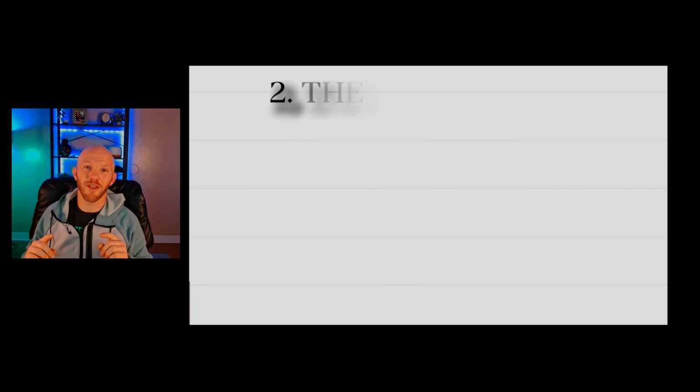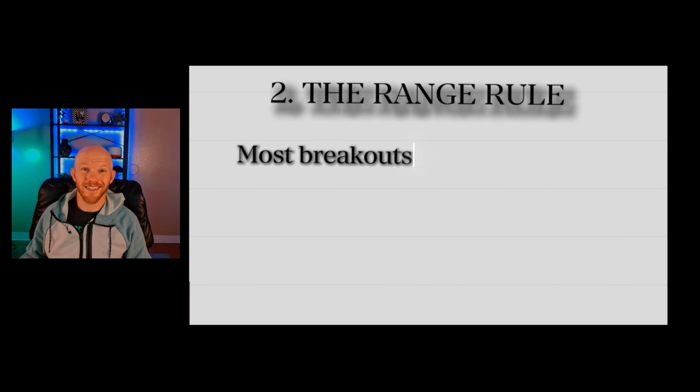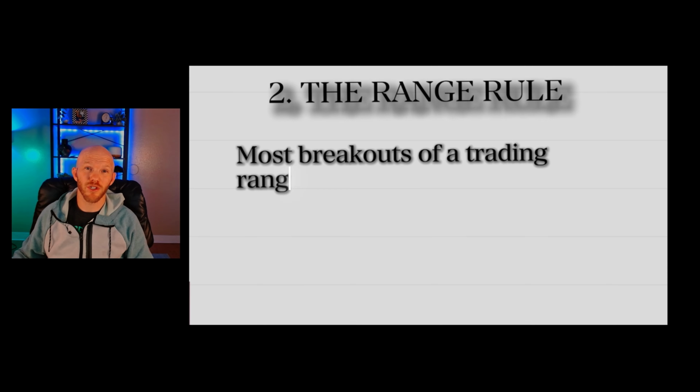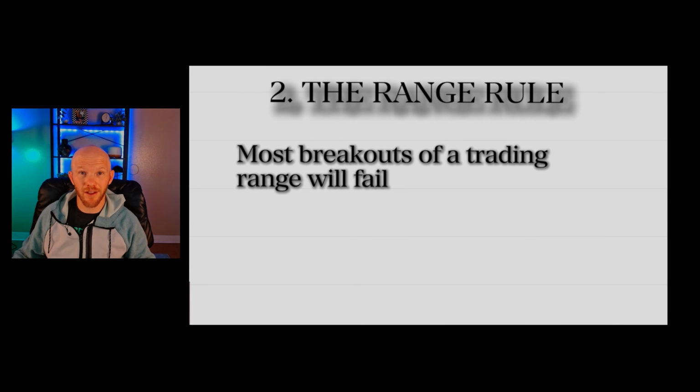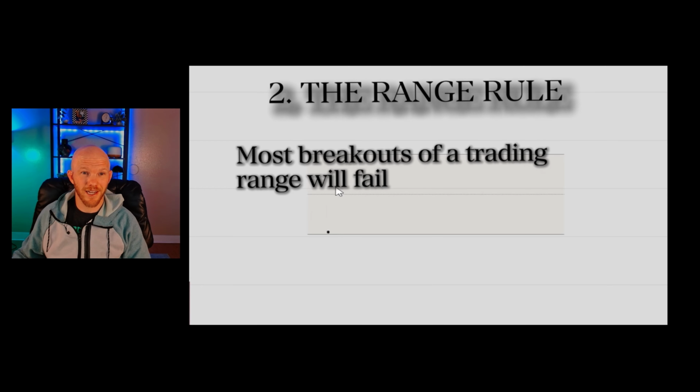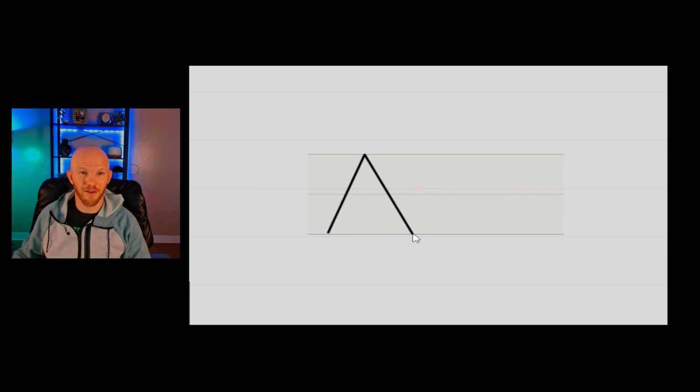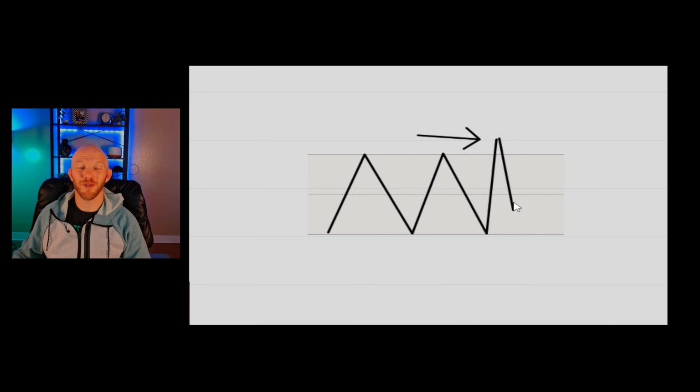And now for rule number 2, which is the range rule. And that is, most breakouts of a trading range will fail, at least temporarily. So think about the last time you bought the breakout of a range. It broke through the resistance, you hit buy, and then all of a sudden the market just plummeted against you. Welcome to one of the most common traps in trading.